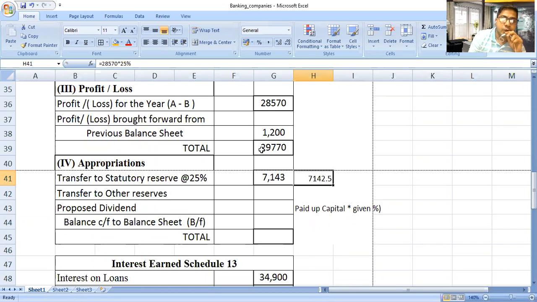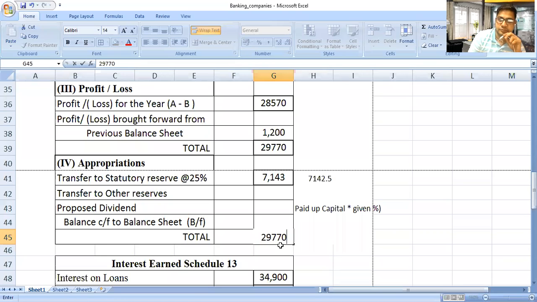I already informed you the profit and loss total is 29,770. The appropriation total is also the same, 29,770. Always both totals should be the same. Now there is no value of other reserves, and there is no value of proposed dividend. Both values are zero. Now we require this total 29,770. Whatever balancing figure comes is considered the balance carried forward to the balance sheet.